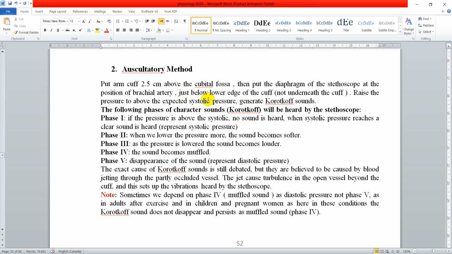In this method, you should notice there is a special sound called Korotkov sounds. We have 5 sounds, which together we call Korotkov sounds. Following are the phases of Korotkov sounds by stethoscope. First one: if the pressure is above the systole, no sound is heard. When systolic pressure is reached, a clear sound represents systolic pressure.